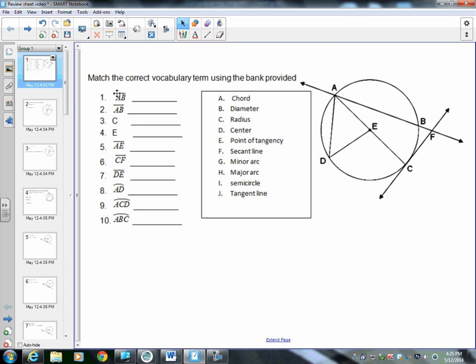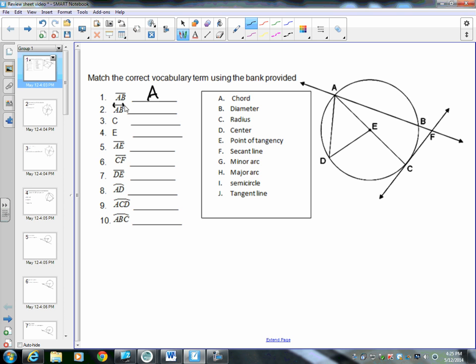Number one is segment AB. The way the symbol is working, it's AB, so two points. Above it, it's a segment. There are no arrows on it, so it's a segment AB. If I just want to look at from A to B, the answer is chord. So A, chord. I'm not going to write the whole thing, how about I just write the letter? This is a chord.